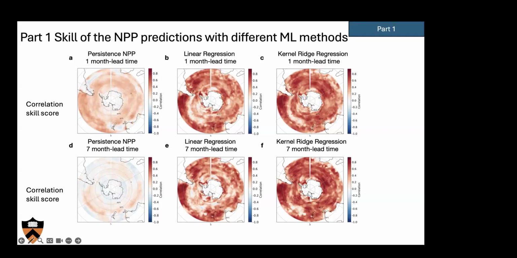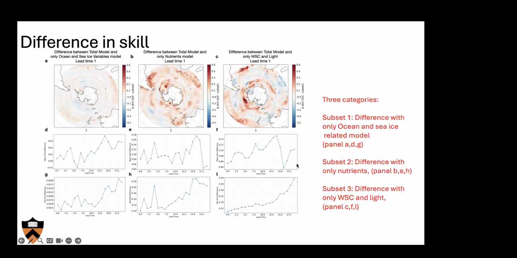And the next step now, we want to see what originates the skill, and this is what I've done here. So panels A, B, and C, these are 3 sensitivity tests. Essentially, now we wonder if, instead of giving all the input sequence, all the input features, we select a subsample of it, and we see the difference in the skill. So we retrain the model with just that subset of features, and see how much the skill differs, in this case, compared to the total model.